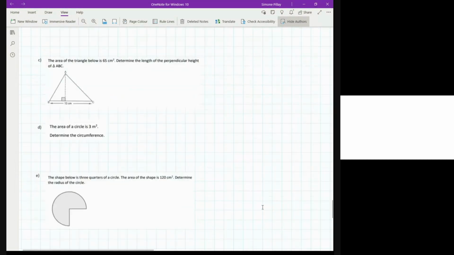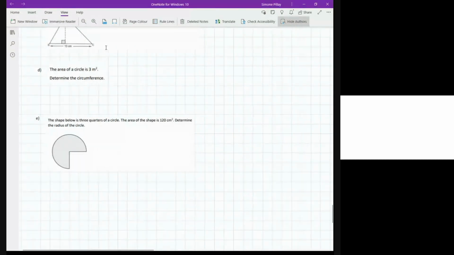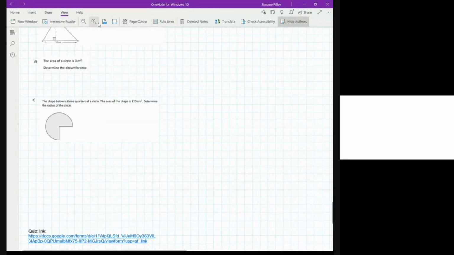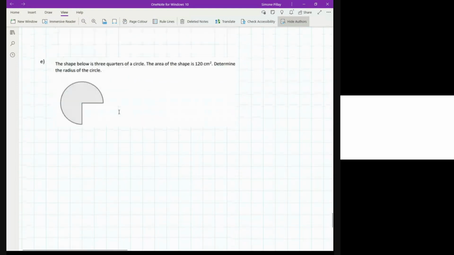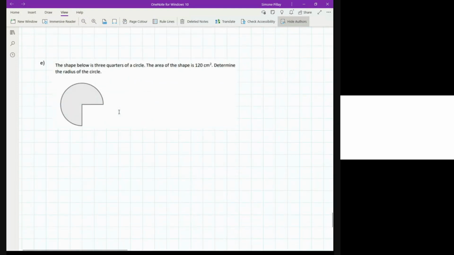I immediately regret the questions that I put in because they're all super easy. But I want us to do this one before class ends. They've said that the shape below is 3/4 of a circle. The area of the shape is 120 centimeters squared. Determine the radius of the circle.